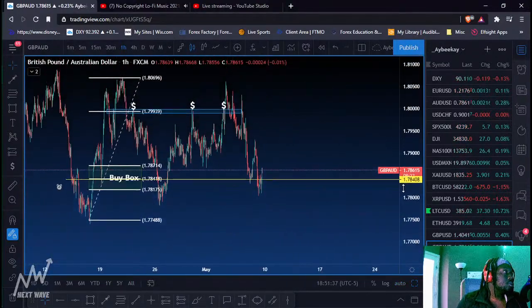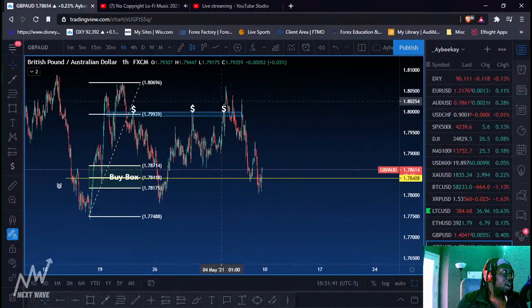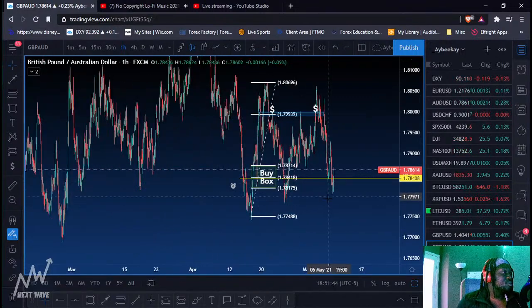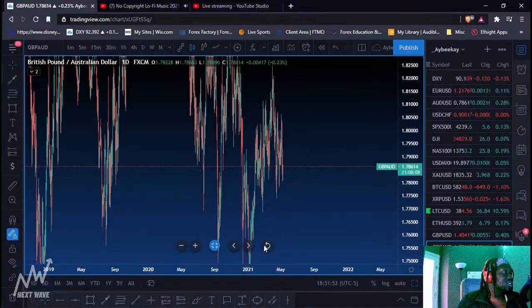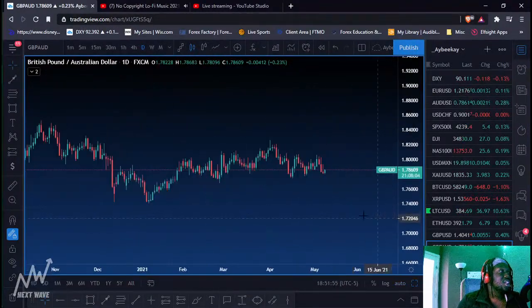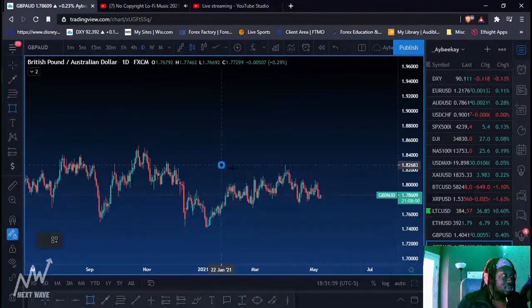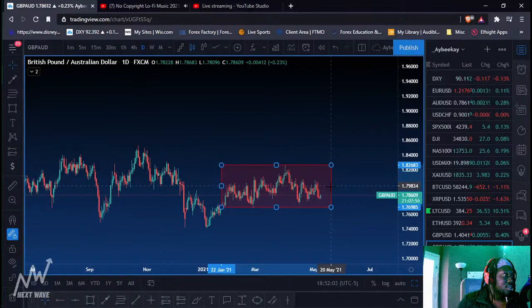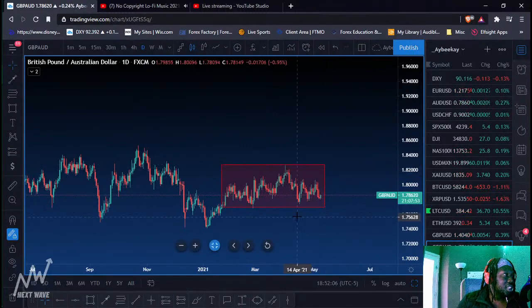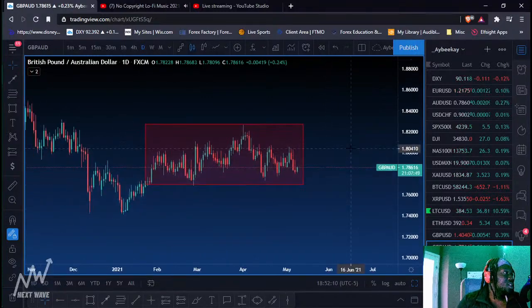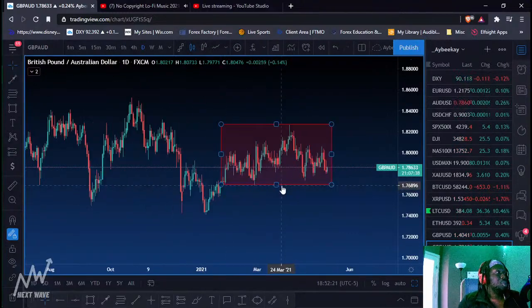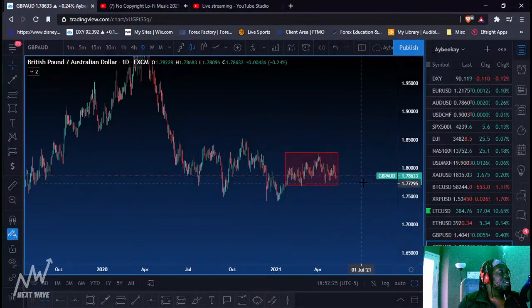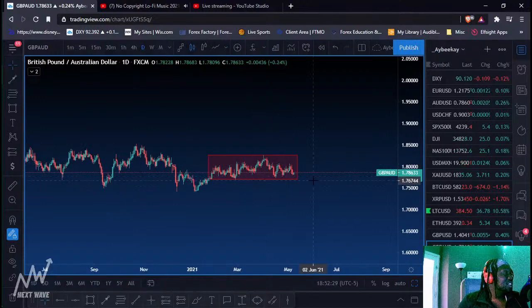GBPAUD. I wouldn't call this a liquidity grab, but okay. Remove drawings. GA. Personally speaking, I don't like how this looks because it just looks like a whole bunch of consolidation up in here. It's just been in this whole box for so long, well, not so long, but it came in here on the 25th of January, came to the top, just been playing in here for a while now. I personally don't know what to make of this, therefore I'm not going to give any type of analysis on it, really, because it's just going sideways.